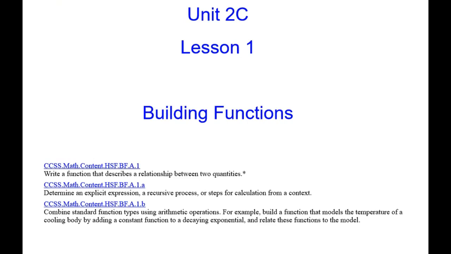Unit 2C, Lesson 1, Building Functions. In this lesson, we're going to look at different situations, different story problems. Given the information, we're going to create equations to model those different situations.